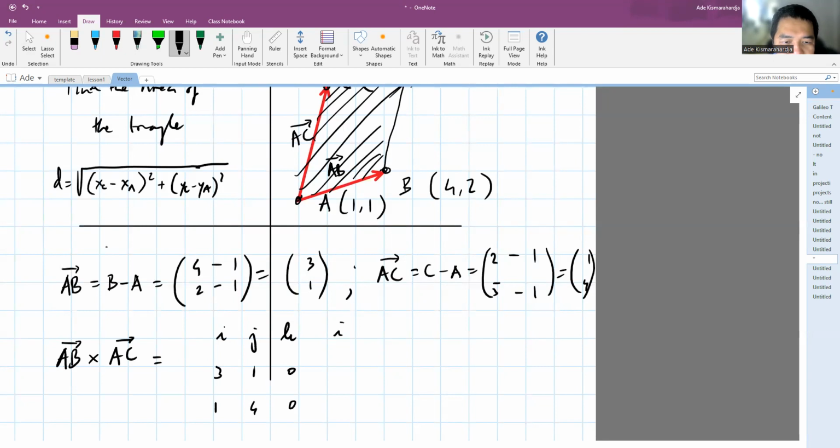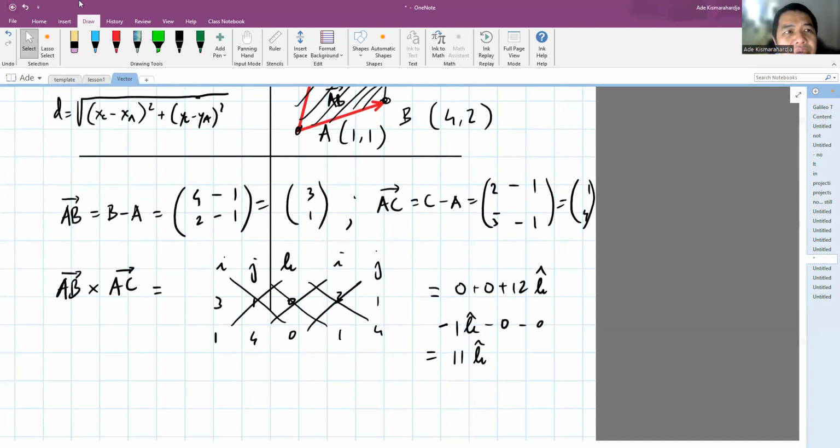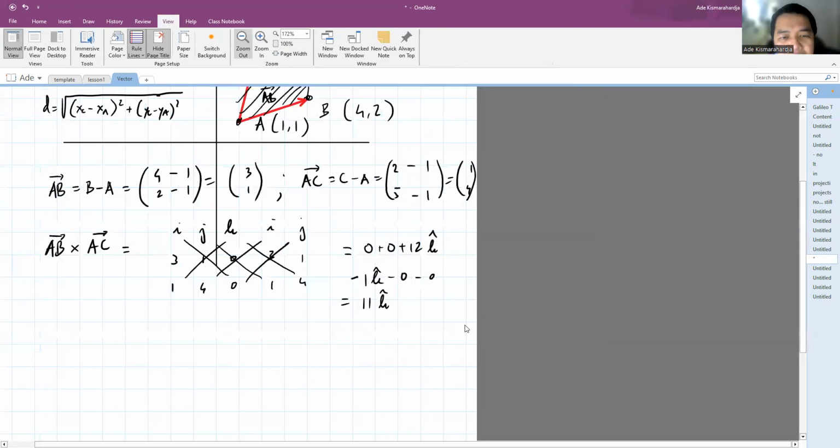And then what I'm going to do is to copy the first two columns. And then after that, calculate the diagonal like this. So in this case, we have 0 plus 0 plus 12k. And then we also have another diagonal. So in that case, we have minus 1k and then minus 0 minus 0. So in this case, we have 12k minus 1k. So that's 11k. But as you know, when you do a cross product, what we get here is a vector.